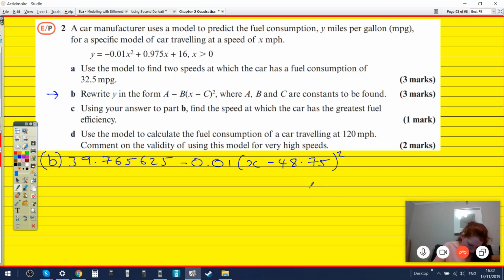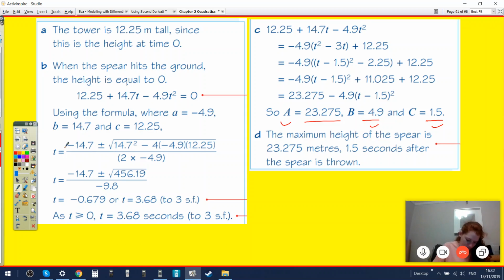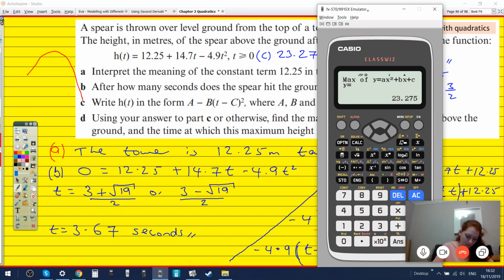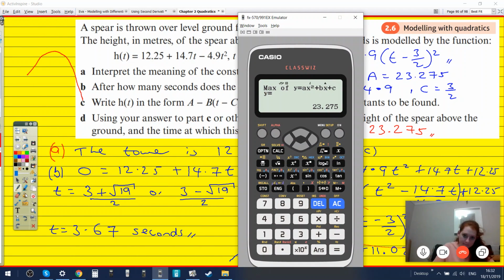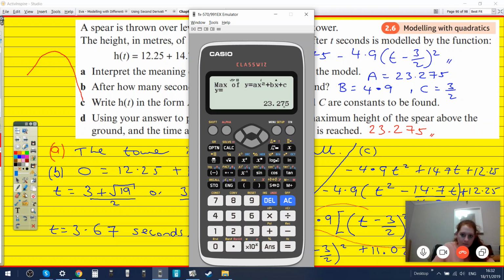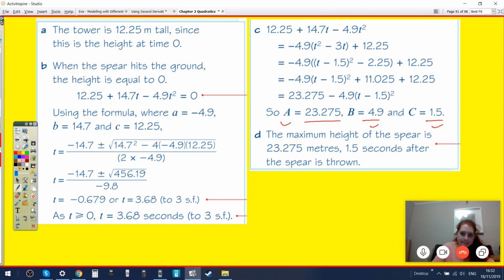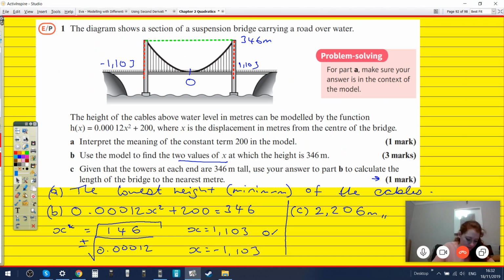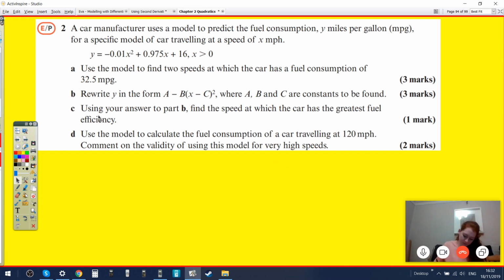And then I've just found a way that's so easy that it's worth doing it the other way. Do you remember we put this into a calculator for the previous one? Yeah. And so we put it in, we got our two answers, and when you pressed equals again, the maximum t gives you the 1.5, which goes in the bracket. And it gives you the maximum height, which was the 23.275. So put this one into your calculator and try it.